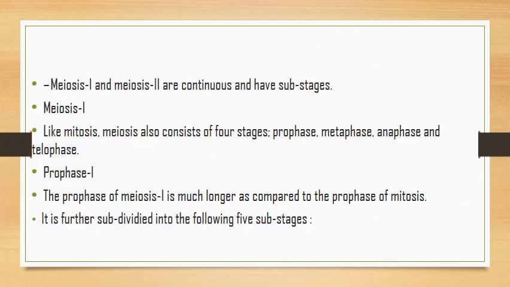Meiosis 1 and meiosis 2 are continuous and have substages. Meiosis 1, like mitosis, also consists of 4 stages: prophase, metaphase, anaphase and telophase. Prophase 1. The prophase of meiosis 1 is much longer as compared to the prophase of mitosis. It is further subdivided into the following 5 substages.